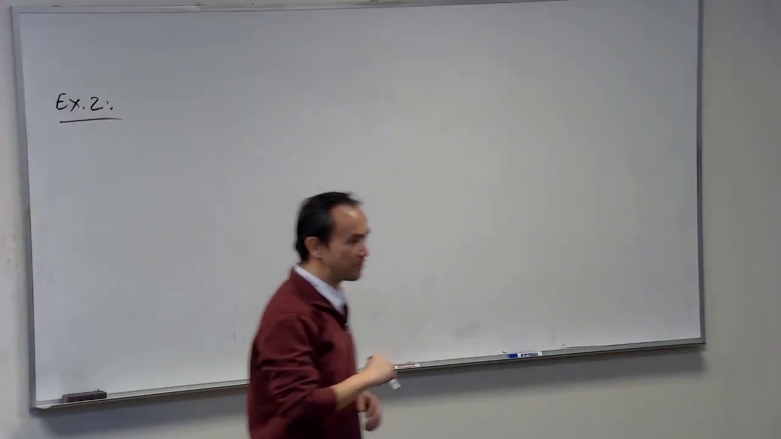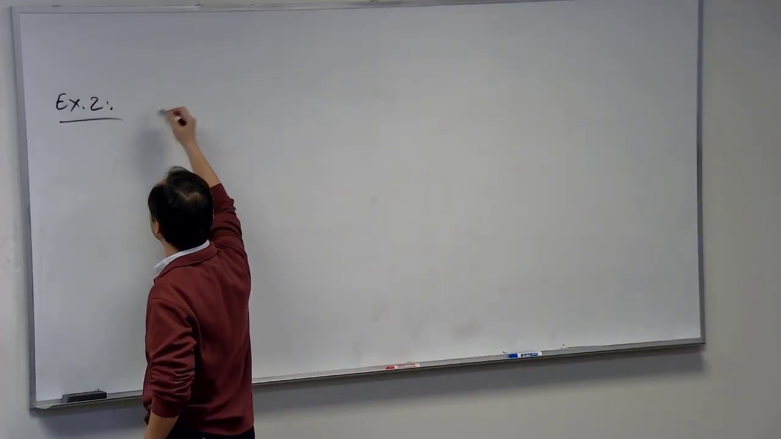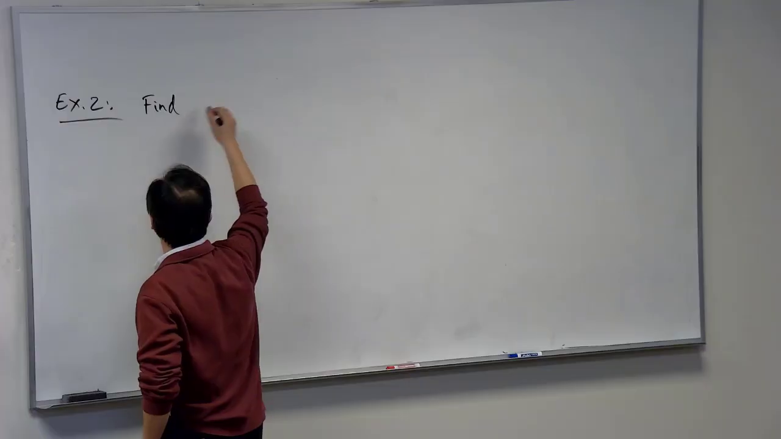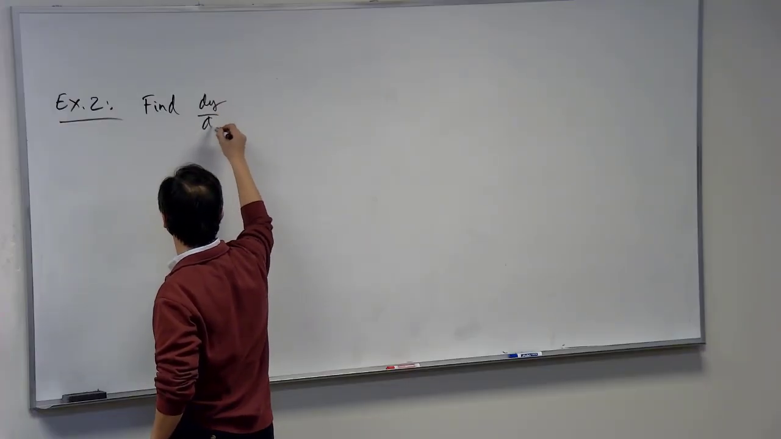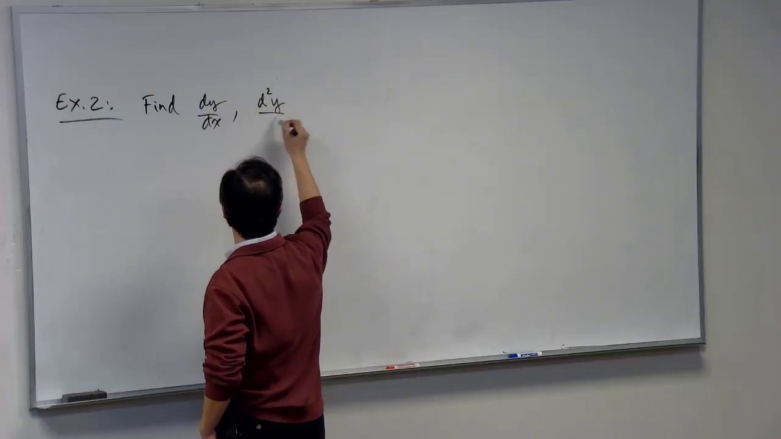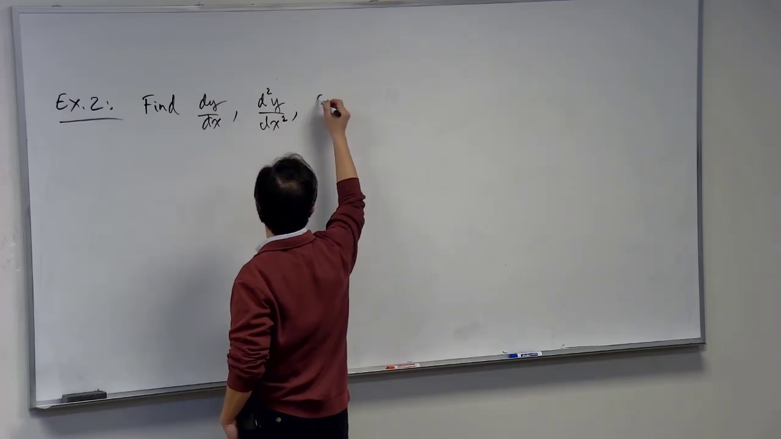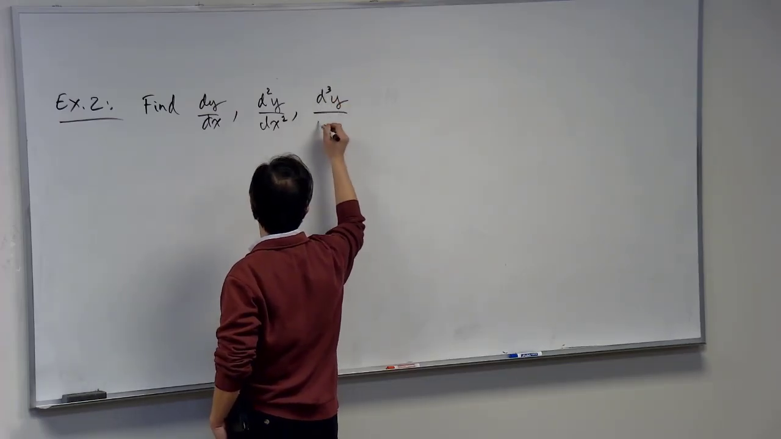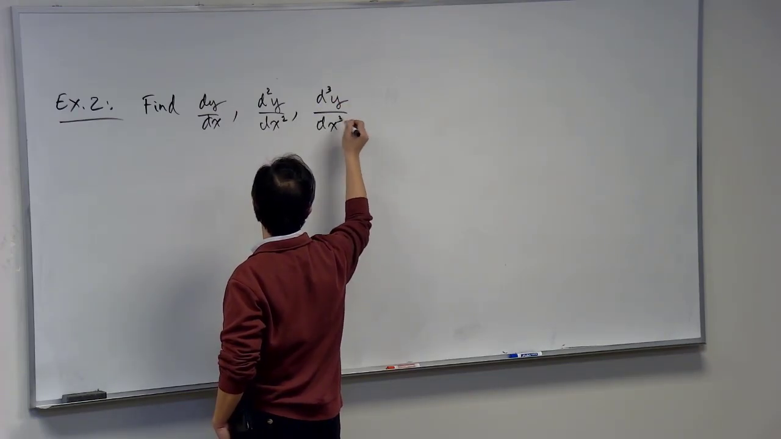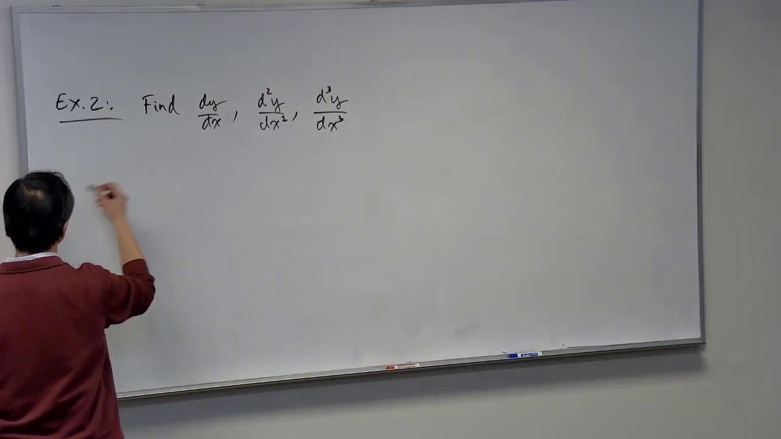We still want to do similar work with that, but I'm going to bring it into slightly more challenging work. That's why now I'm going to call it example 2. We still want to find dy dx, and also d squared y dx squared, and also d cubed y dx cubed. The one I'm about to bring in now requires more attention.